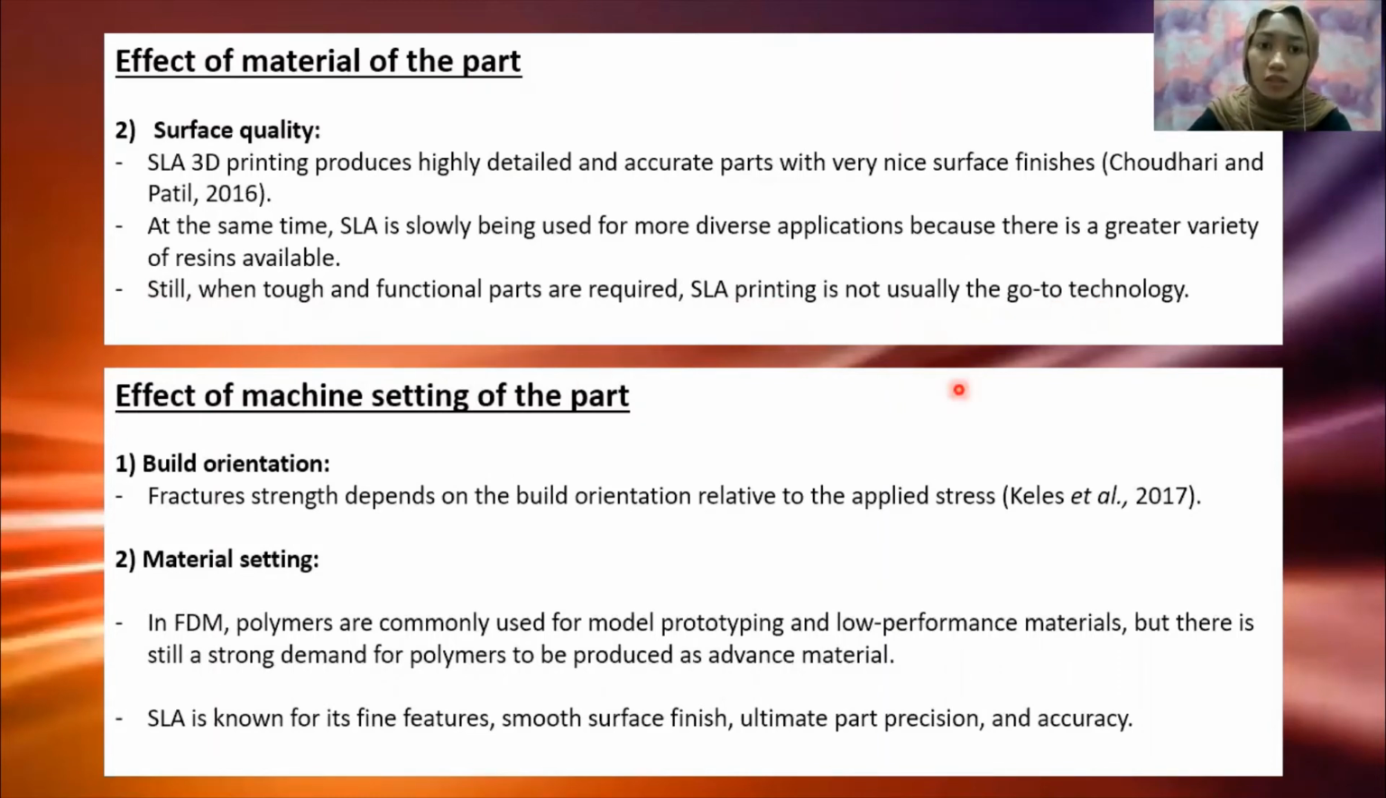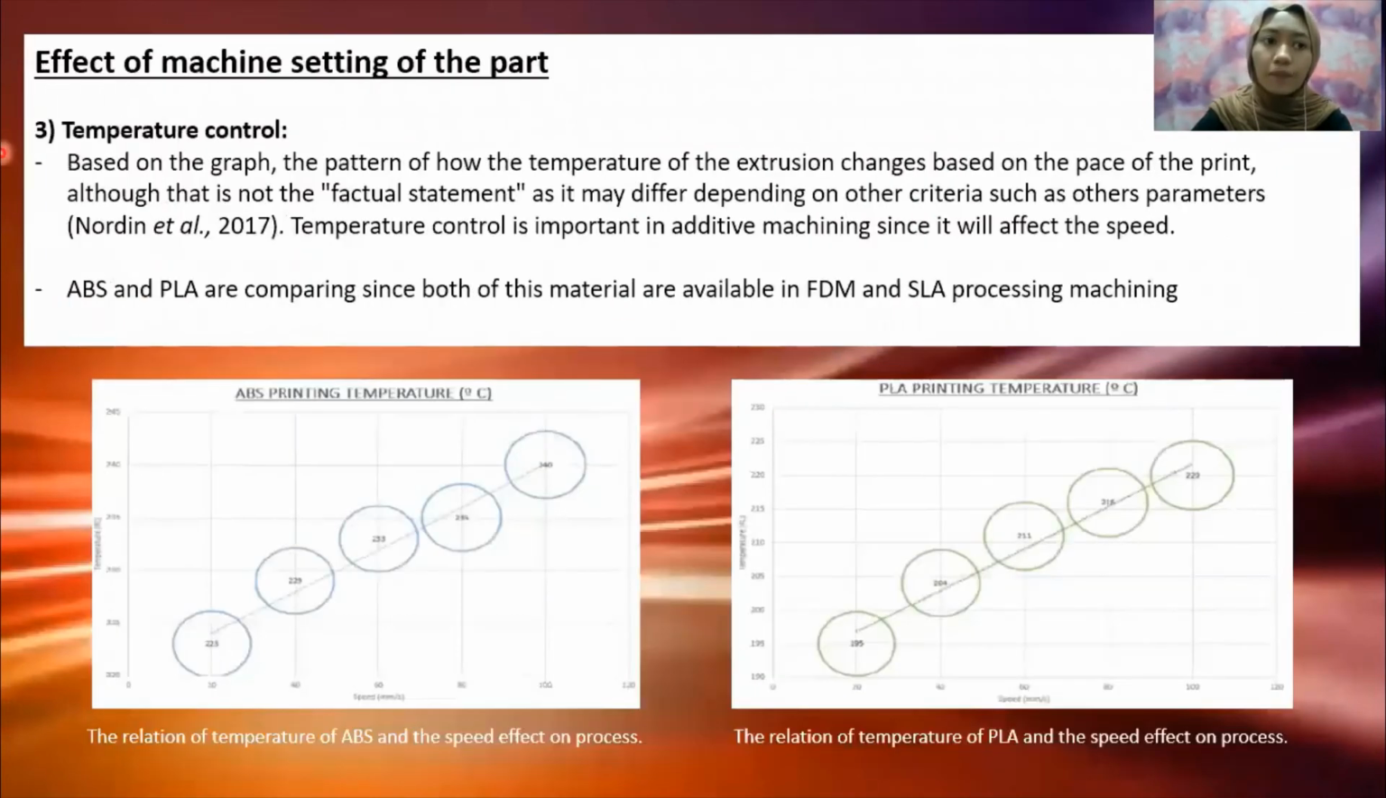Effect of machine setting of the part. First, build orientation. Fracture strength depends on the build orientation relative to the applied stress. Second, material setting. In FDM, polymers are commonly used for model prototyping and low performance material, but there is still a strong demand for polymers to be produced as advanced material. SLA is known for its fine features, smooth surface finish, ultimate part selection, and accuracy.